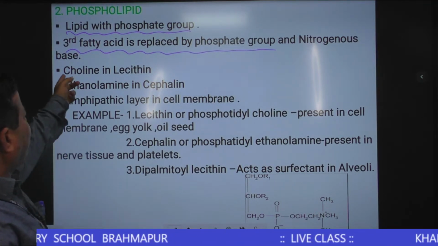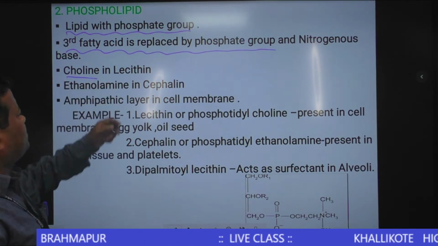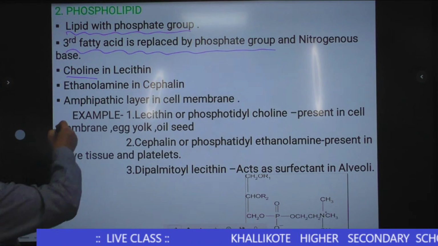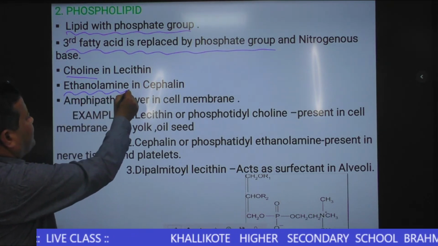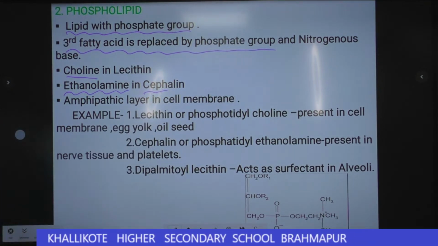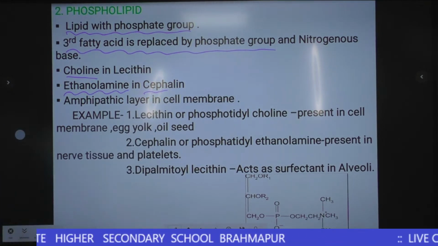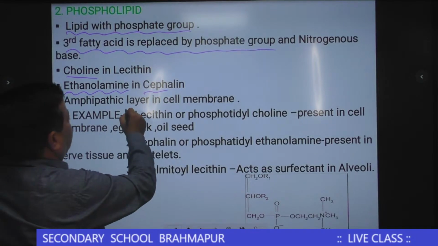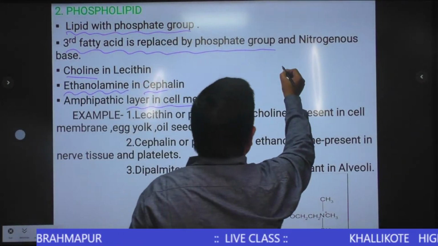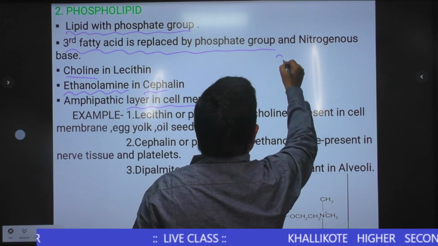Then choline is a nitrogenous base which is present in the lecithin. Similarly, ethanolamine is present in the cephalin, and these phospholipids are amphipathic layers in the cell membrane. That means the phospholipid forms a bilayer.